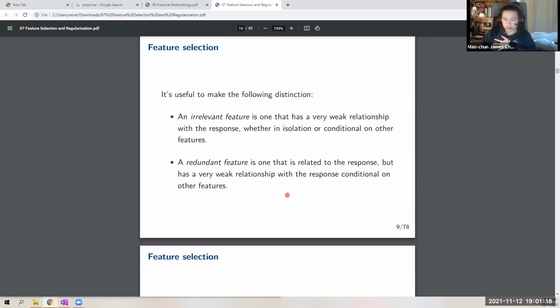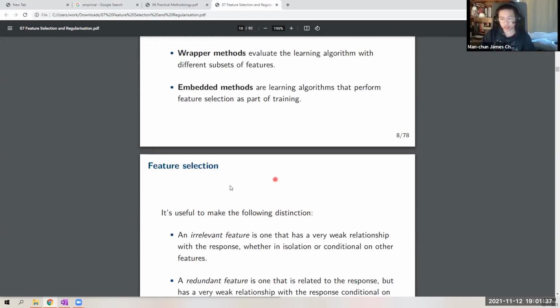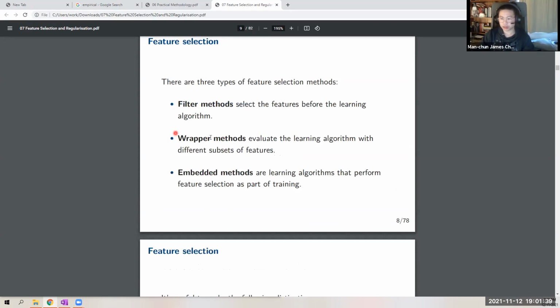The problem with this is that features that look irrelevant by themselves may be relevant in total. Just because a feature by itself looks useless, when you combine it with another variable, it may actually become useful, and both of them become useful. So that's one issue with filter methods.